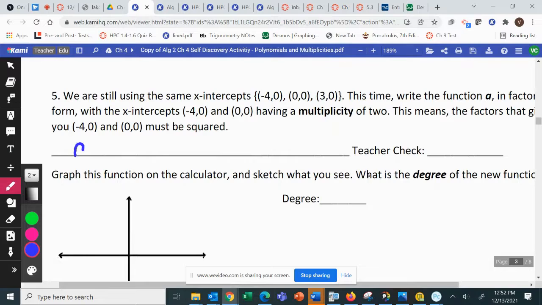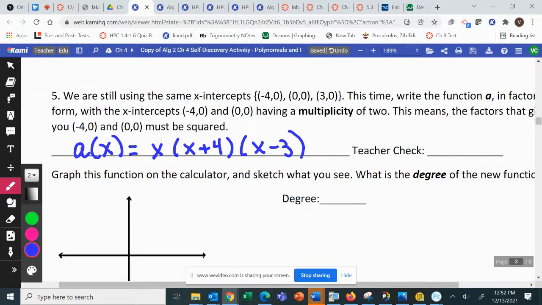So we've got a of x, and we're going to start with those same x-intercepts. This is just me copying and pasting a bunch of times and then changing where the multiplicities are when I made this up for you guys. So this time, x-intercepts -4 and 0, 0 have a multiplicity of 2.